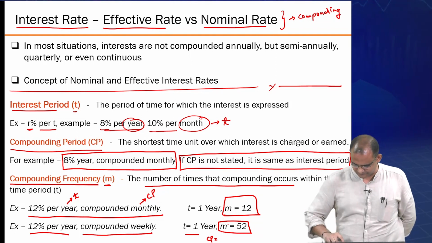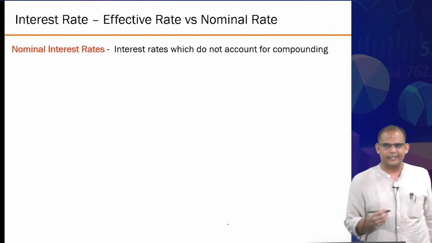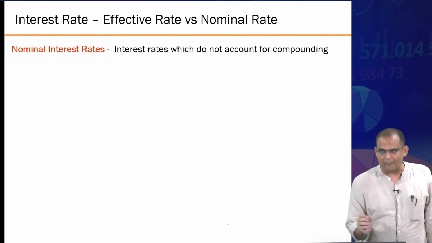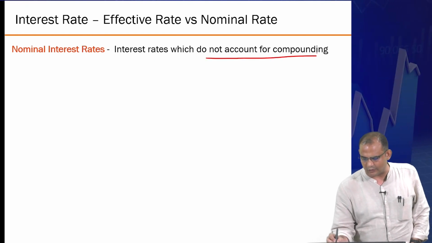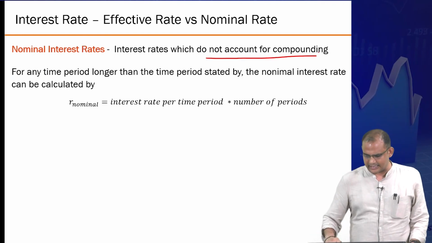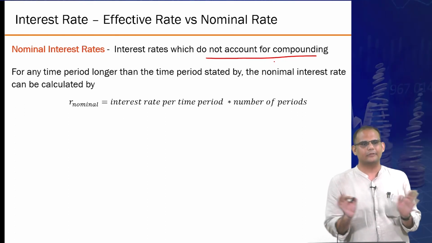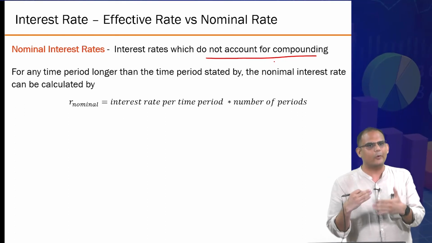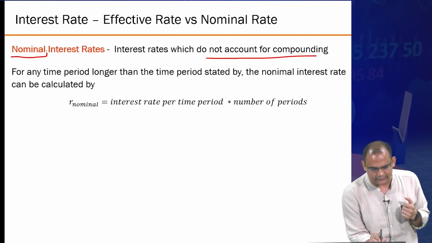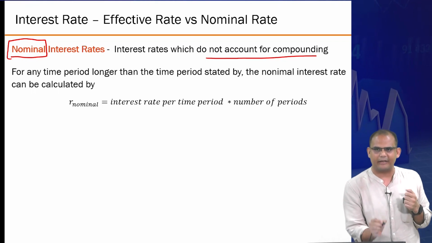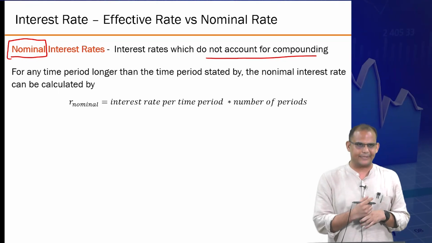Alright. So these are some of the notations. Now I'll also introduce another term called nominal interest rate. Nominal interest rate is the interest rate which does not account for compounding. This is basically the interest rate which does not consider the compounding effect in its definition, right? It's called nominal. Pay attention to the words nominal and effective. I will be using them more often when you see the examples, okay?